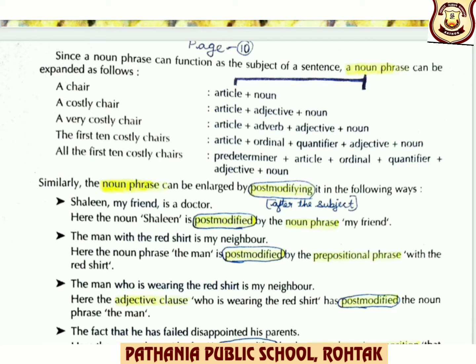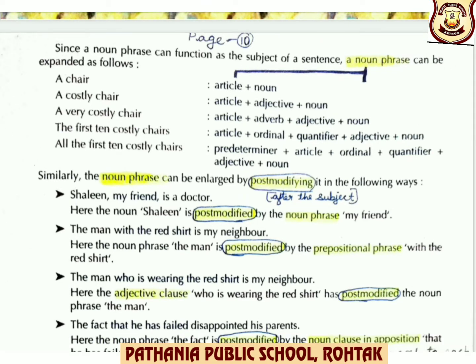The 10 costly chairs. The article, first ordinal, 10 quantifier, plus adjective, that is costly, noun, chairs. All the first 10 costly chairs. Predeterminer, that is all, article the, ordinal first, quantifier 10, adjective costly, plus noun, that is chairs.